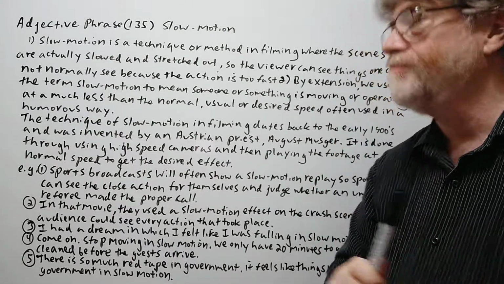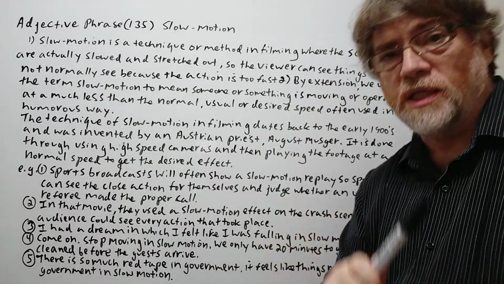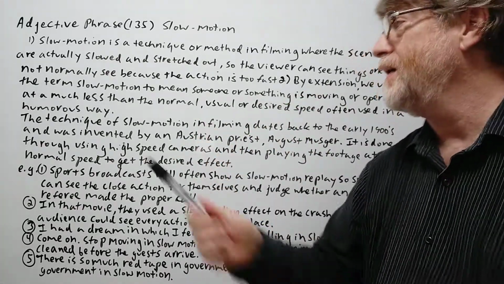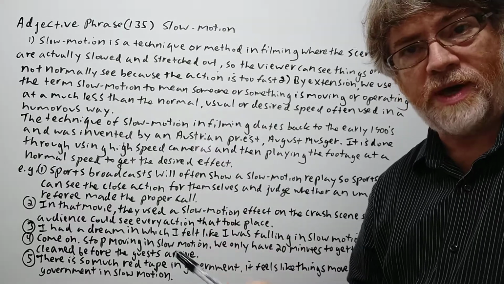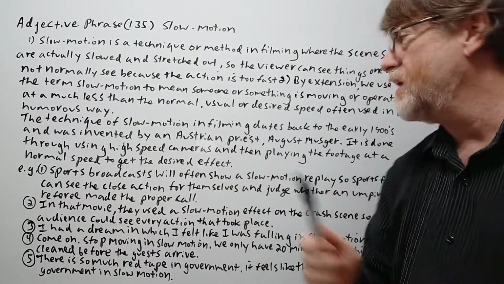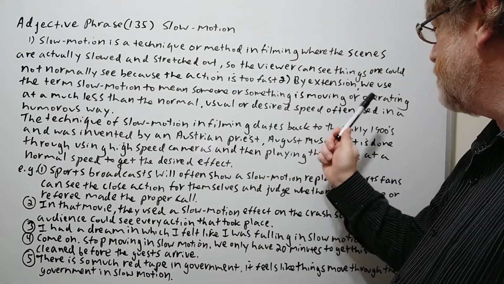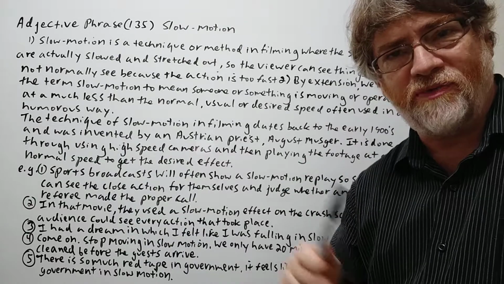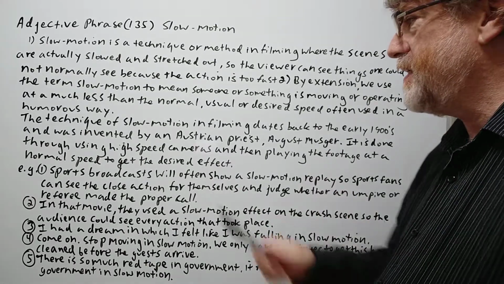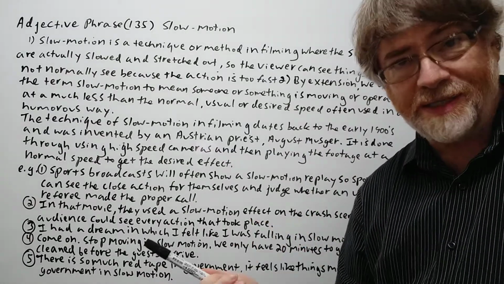All right, now, slow motion is a technique or method in filming where the scenes are actually slowed and stretched out so the viewer can see things one could not normally see because the action is too fast. Okay, and we have a second meaning, by extension, we use the term slow motion to mean someone or something is moving or operating at a much less than the normal, usual, or desired speed, often used in a humorous way. So we often use it in a way that we are kind of joking or to make it sound funny.